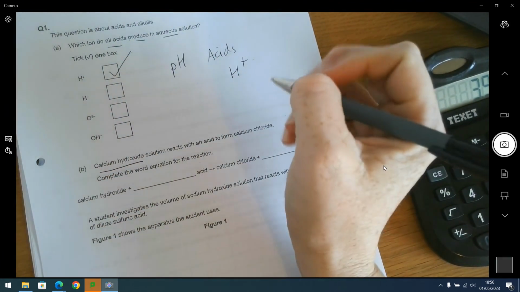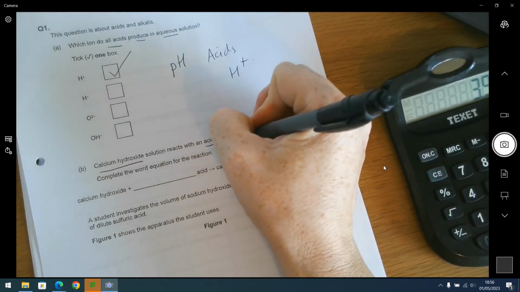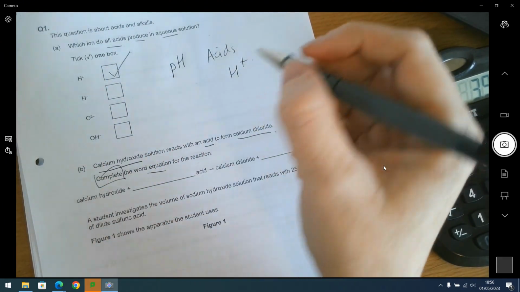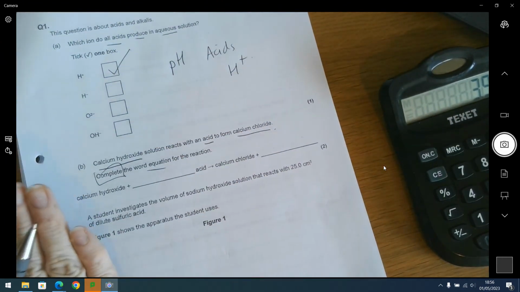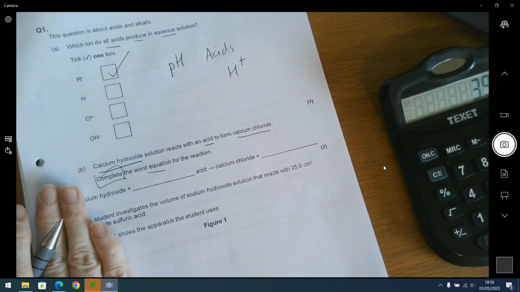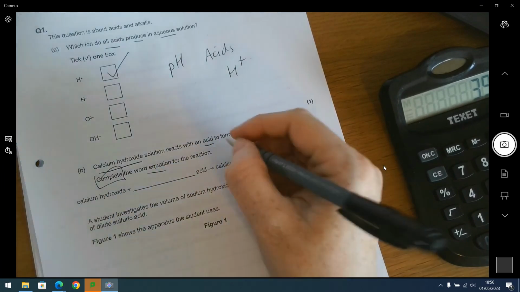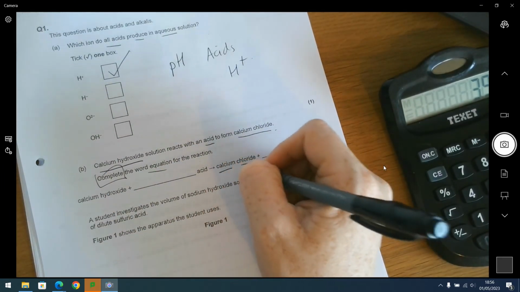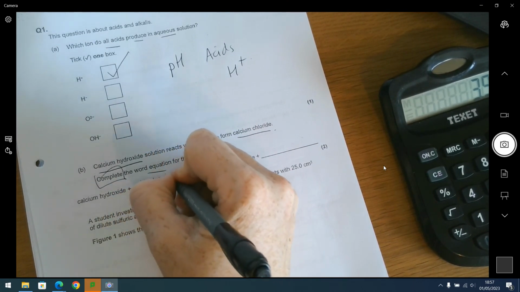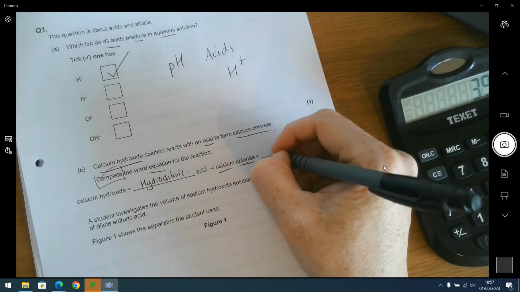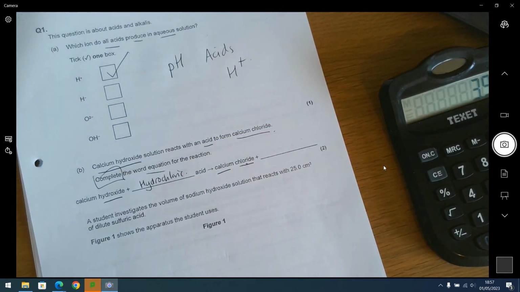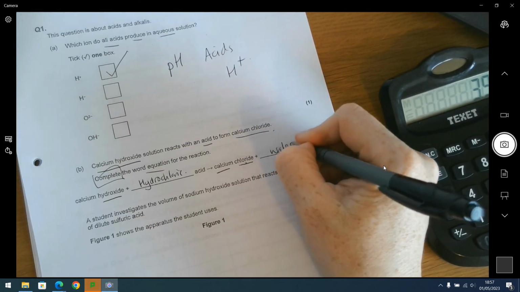We've then got calcium hydroxide solution reacting with acid to form calcium chloride. I've got to complete the word equation. This is where I need to know the names of my salts and what they're called based on which acid I use. So I can see this is called calcium chloride. The chloride tells me that it must be hydrochloric acid that I have used, and as it's a neutralization reaction because you've got an alkali plus an acid, I'm going to also make water.